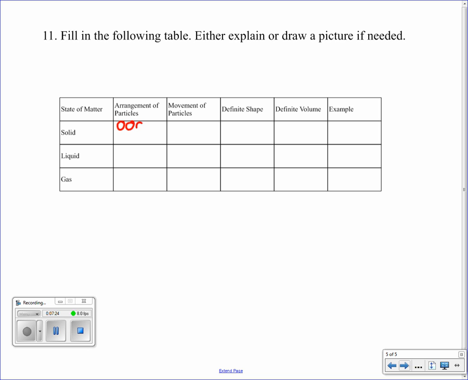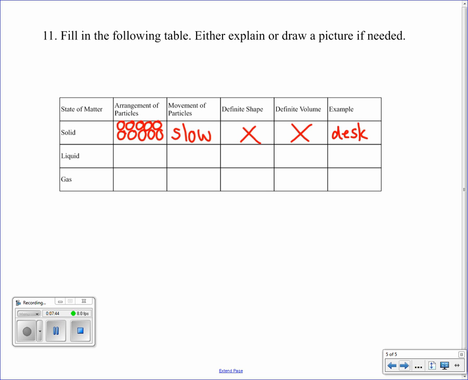Okay, and then the last one, arrangement of particles. Solids are touching. They're in an orderly pattern, and they're closely touching. Their movement is very slow. They just vibrate in place. Definite shape, yes. And definite volume, yes. An example, any solid, you know, a desk, a chair, a car, you, any of those things.